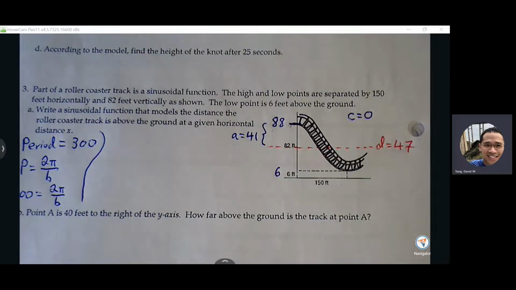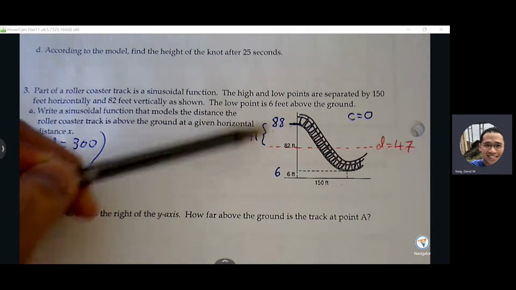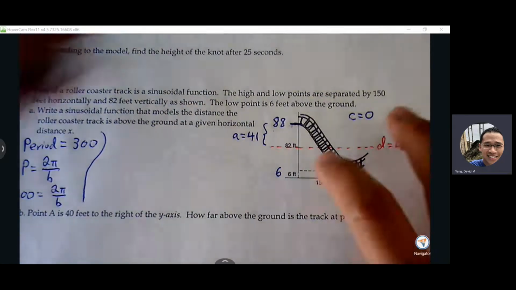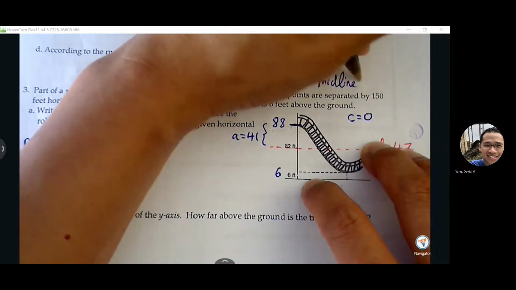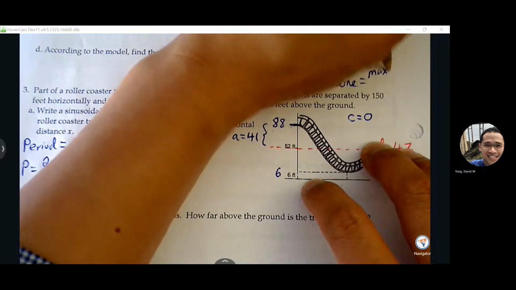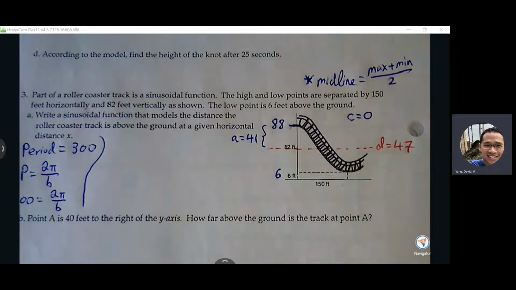Okay, so the midline is going to be halfway between the minimum and the maximum. And the way I can find the average of those two numbers, I just add them and divide by 2. I can add the max and min divided by 2. That will get you to your midline. So if you want to use this formula, you can. Or you can think of it as just the average of two numbers: max plus min divided by 2.